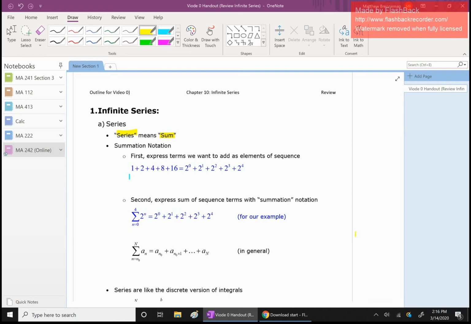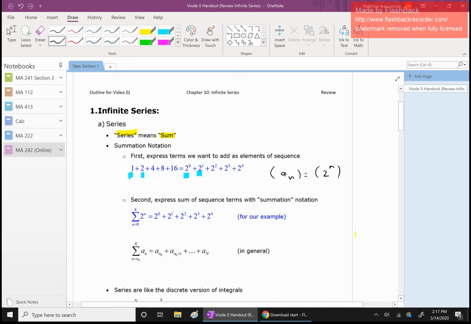The idea is that if I want to add these numbers, 1, 2, 4, 8, and 16, I might realize that I can write them as elements of a sequence. I could write 1 as 2 to the 0, 2 as 2 to the first, and so on. So I could think of these terms that I want to sum as elements of some sequence, 2 to the nth. And once I have a sequence representation for the terms I want to sum up, I use the summation notation.